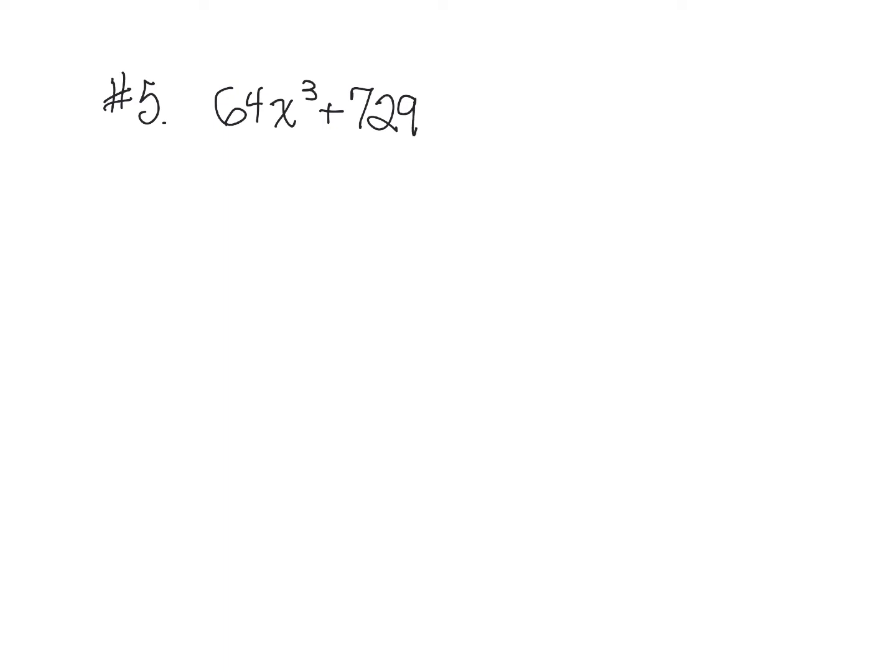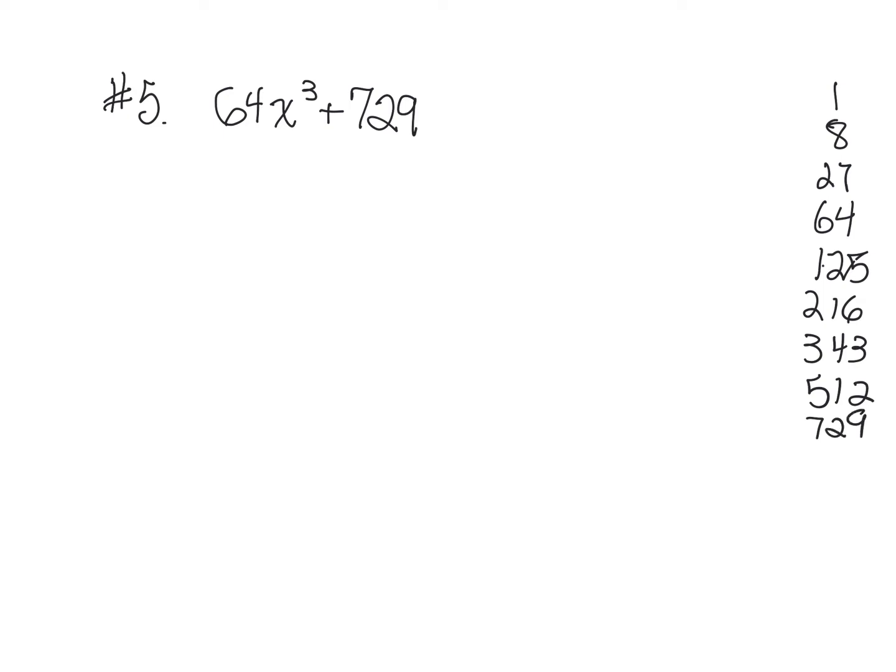So these look familiar, and if you remember our list of perfect cubes, that is 1, 8, 27, 64, 125, 216, 343, 512, 729, and 1,000. So there's the 64. That is 4 cubed. And there's the 729. Whoops, that's not a very good cube. 9 cubed.